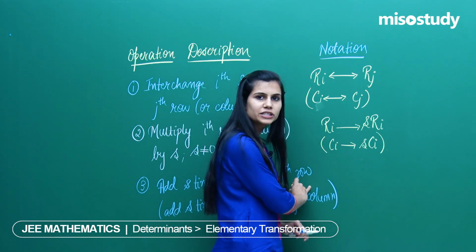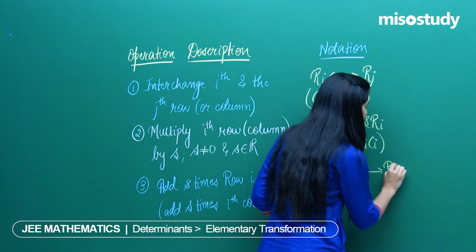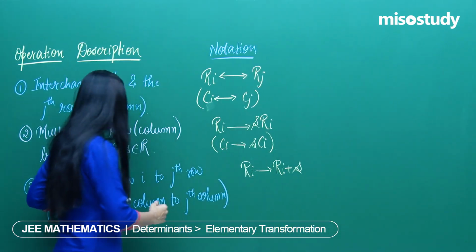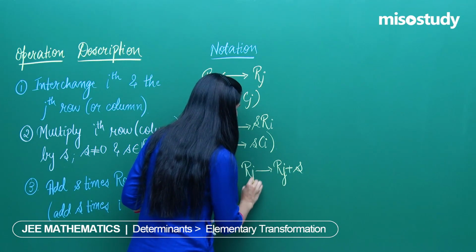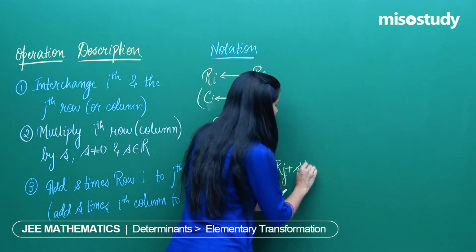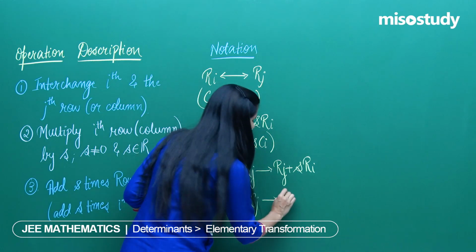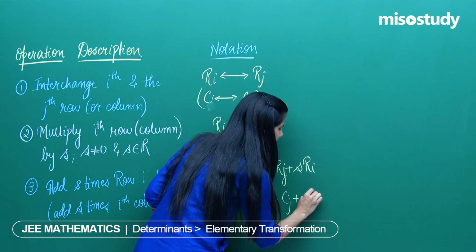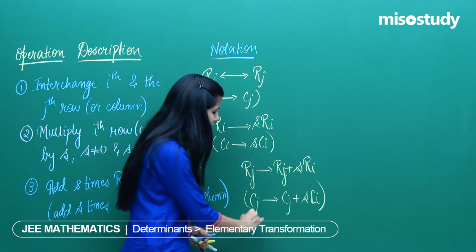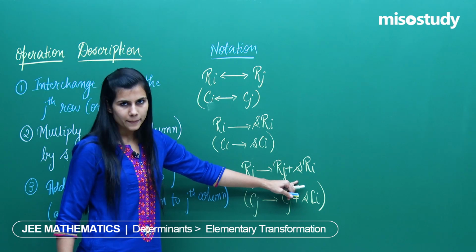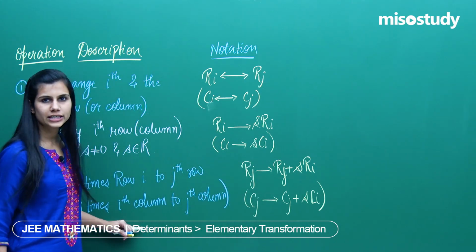So suppose I perform this particular operation: basically I am saying add s times ith row to the jth row. So s times ith row will be added to the jth row. So the jth row will be transformed by adding to the jth row s times the ith row. Similarly, the jth column will be transformed to the jth column plus s times the ith column. And that is how, by just manipulating one column or one row, you can modify your entire given matrix. This is how in the compact form this operation is represented.